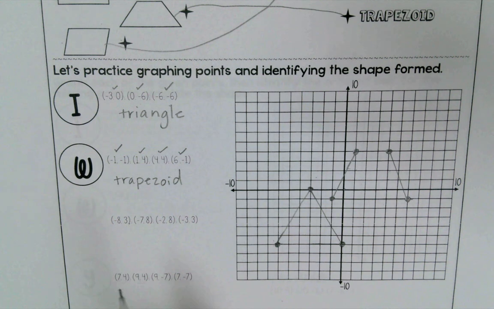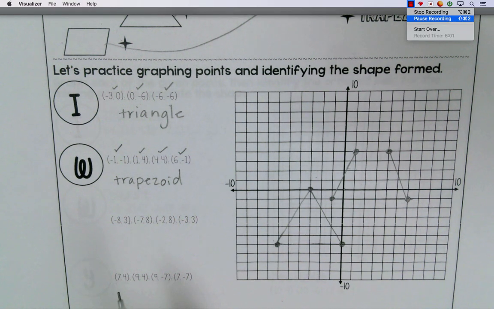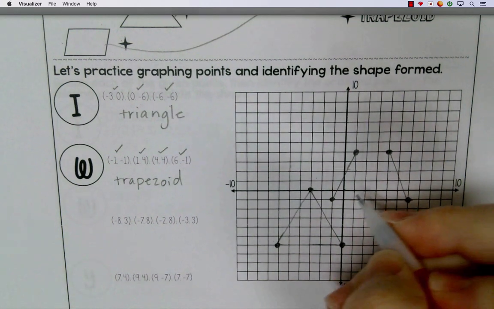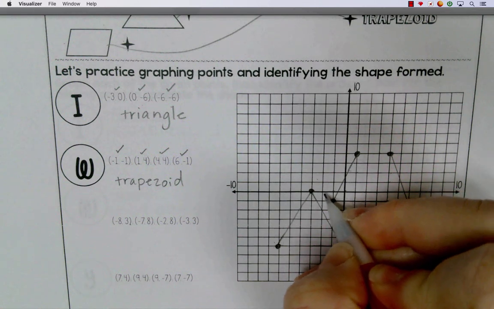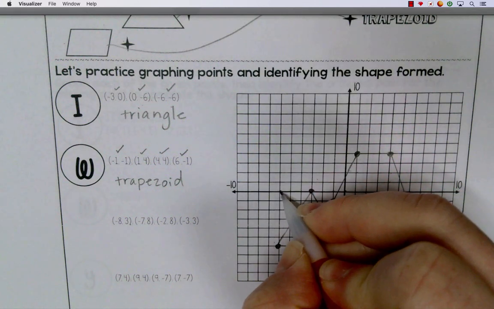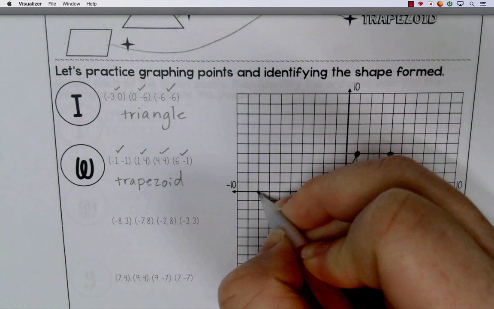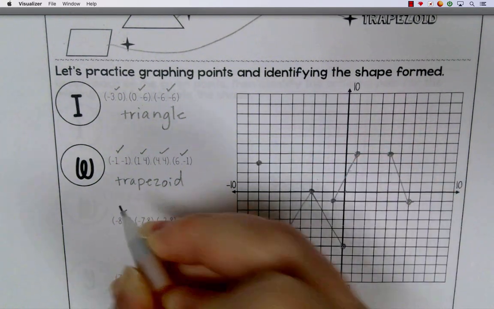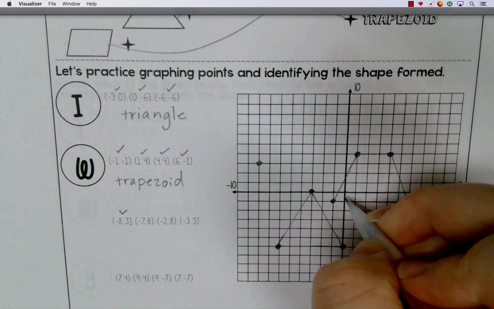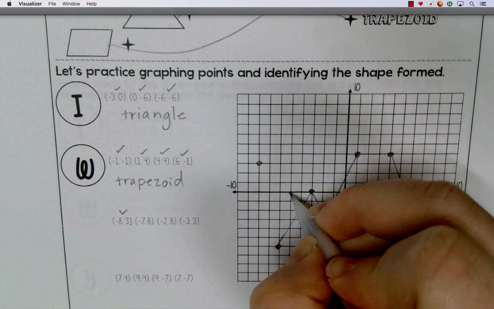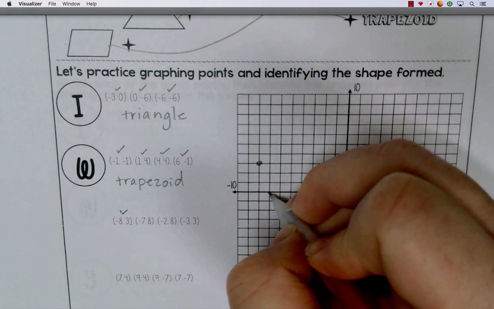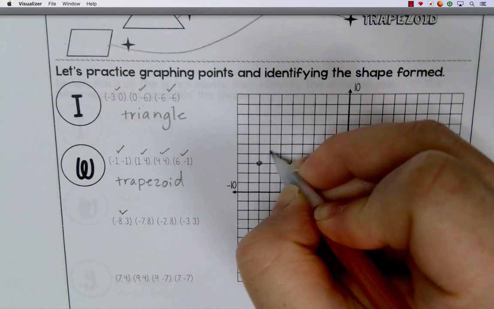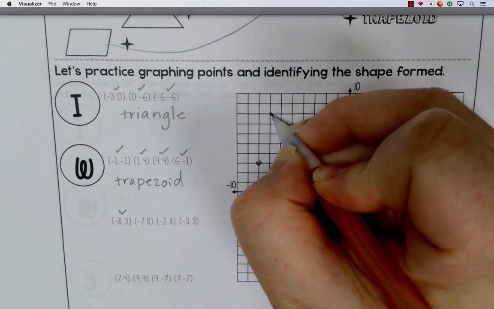Negative 8, positive 3. Okay, so now we have these two we-dos. I have negative 8, positive 3. So from my origin, 1, 2, 3, 4, 5, 6, 7, 8. Positive 3, 1, 2, 3. And then negative 7, 1, 2, 3, 4, 5, 6, 7. Positive 8, 1, 2, 3, 4, 5, 6, 7, 8.